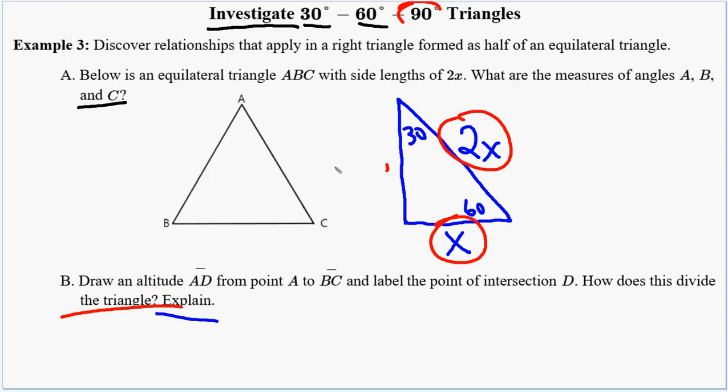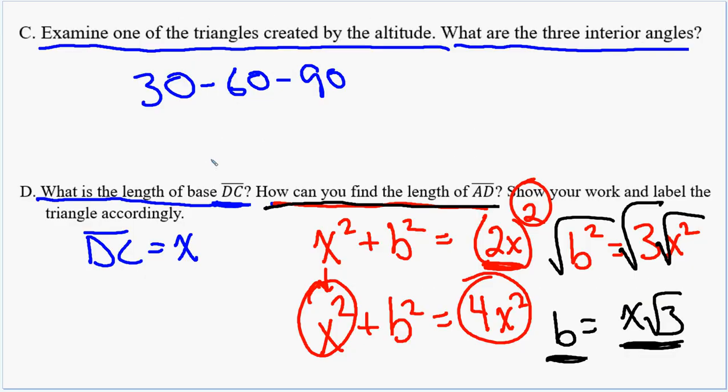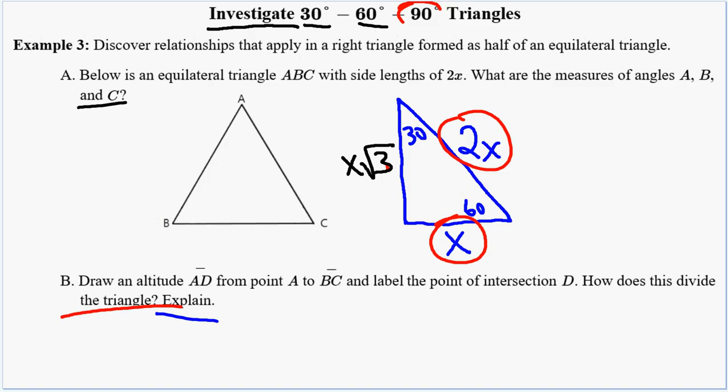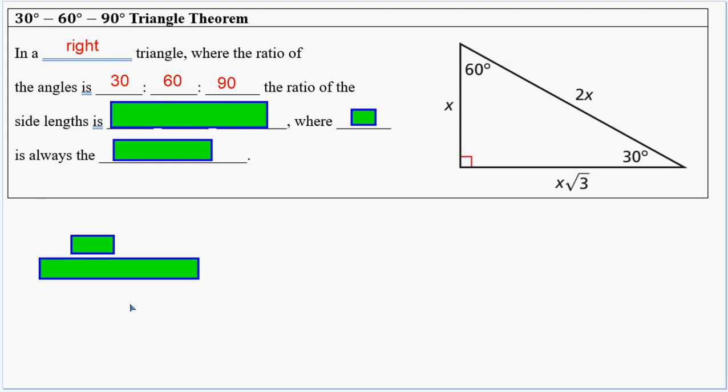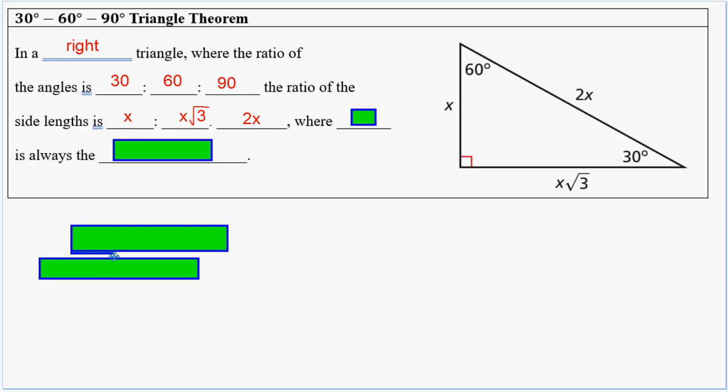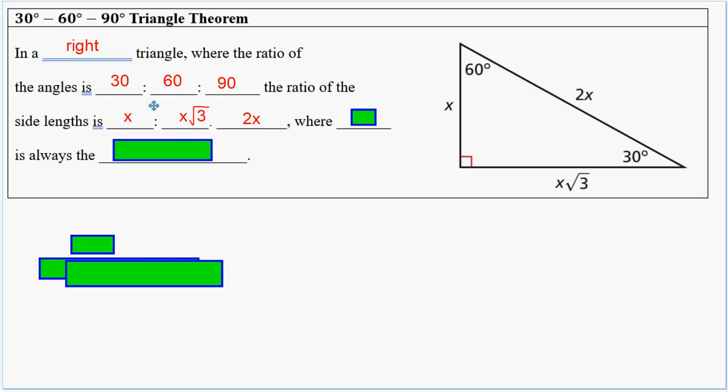So that side b equals x times root 3. Okay, now let me just back up here and show you something. Well, actually, I can just do it off of this. Let's go through the fill in the blank, and then I'll point out some stuff on the picture. In a right triangle, where the ratio of the angles is 30 to 60 to 90, the ratio of the side lengths is x to x times root 3 to 2x, where the 2x is always the hypotenuse.